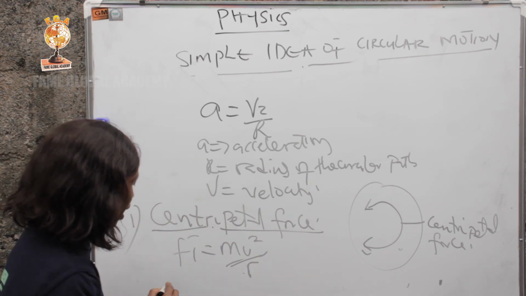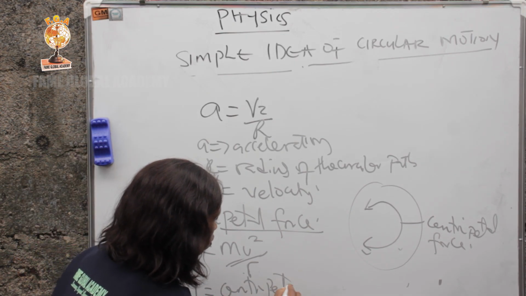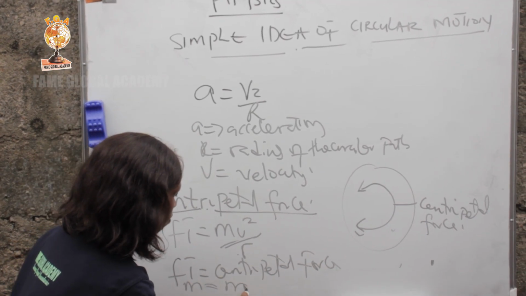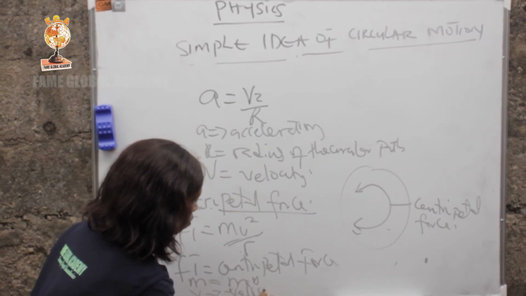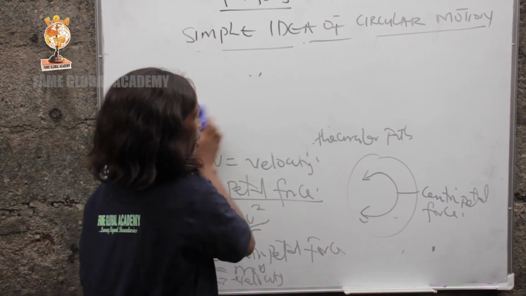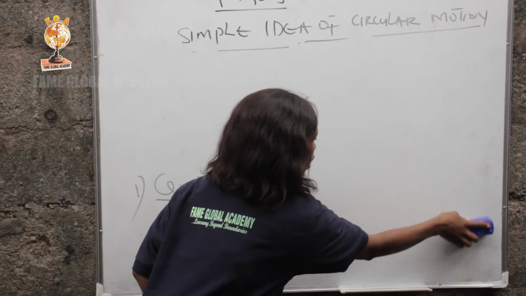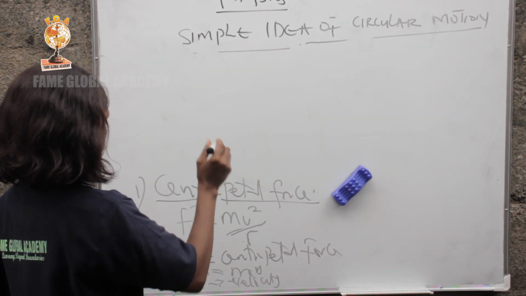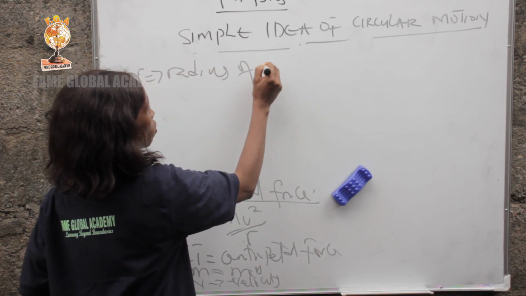Fc is now the centripetal force. Then m is the mass, v is the velocity, and r is the radius of the circular path.